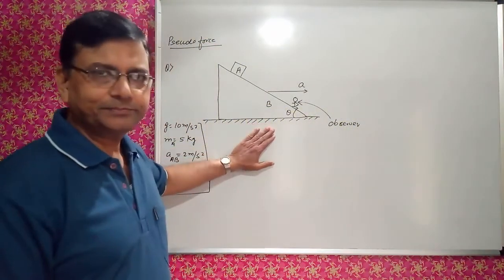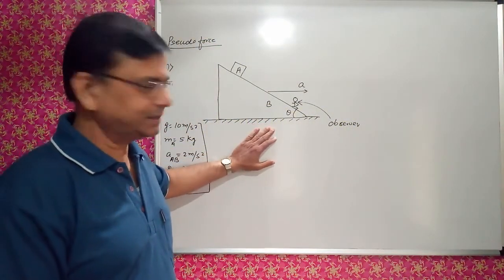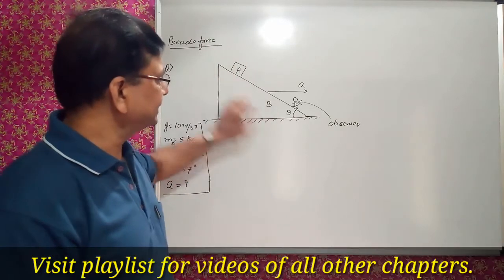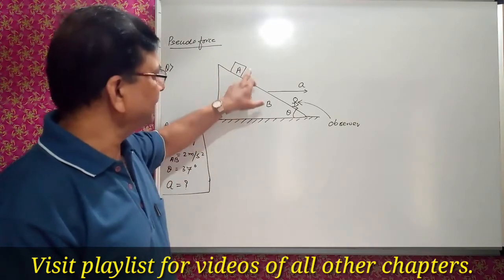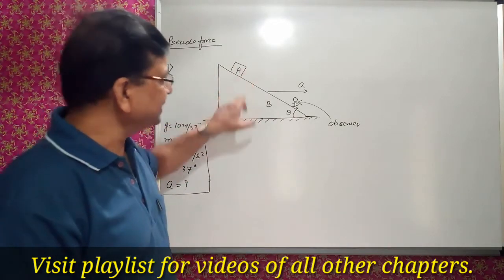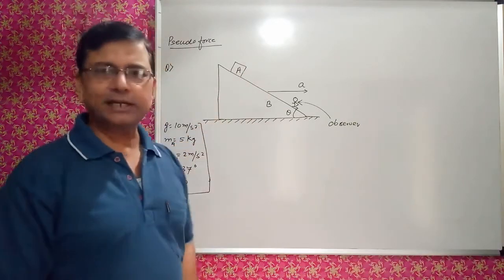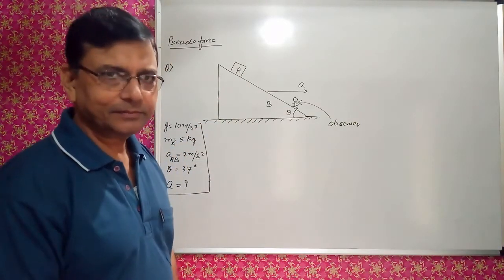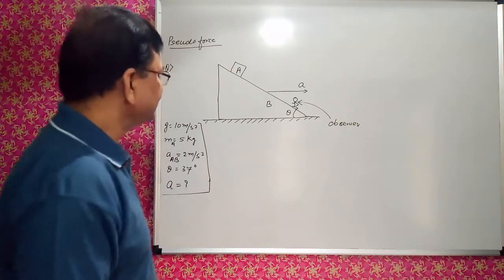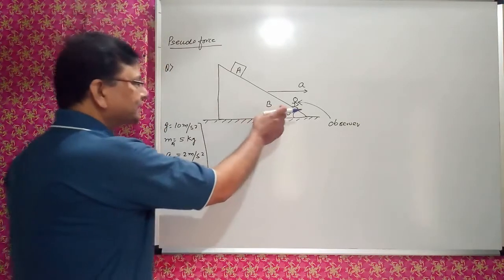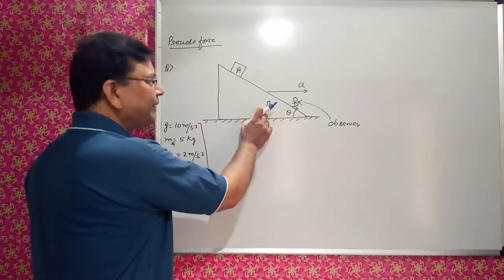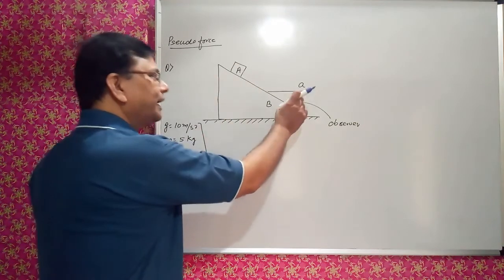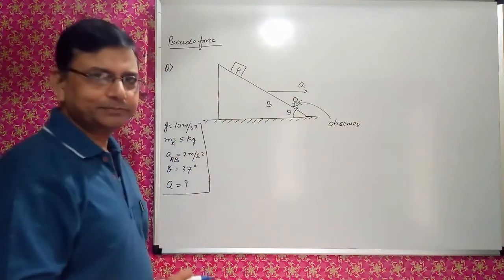See this question pertaining to pseudo force. This is the setup. This is the wedge. Mass A is kept on it. With respect to this, I have to find the acceleration of A. So for that, since with respect to the wedge we have to find the acceleration of A, I have put the observer on the wedge.